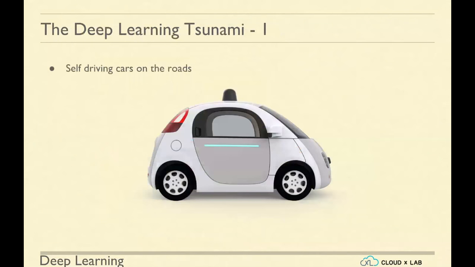And some of the things that take the front page of the newspaper are these deep learning examples, and we call that the Tsunami.